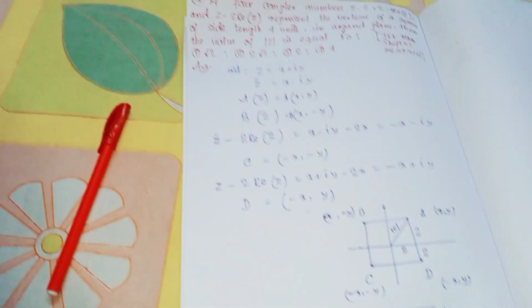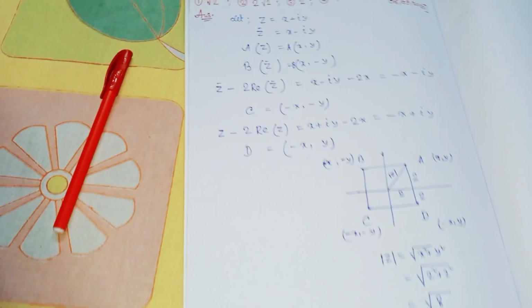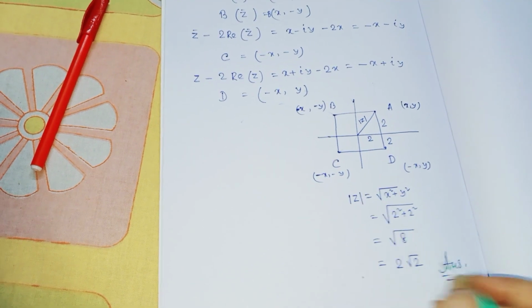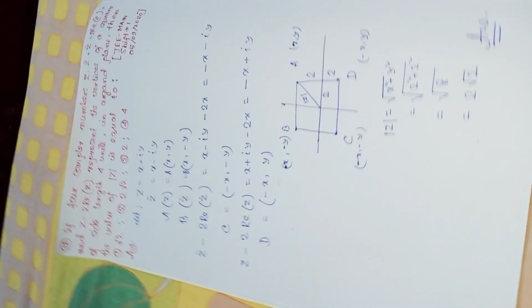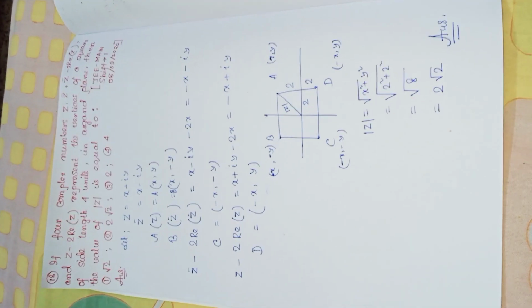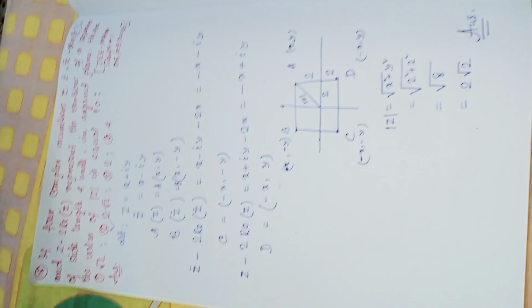So the question asks, what is mod z equal to? So we have reached our required answer. So mod z is equal to 2 root 2. So here is the whole solution, and option 2 is our correct choice.